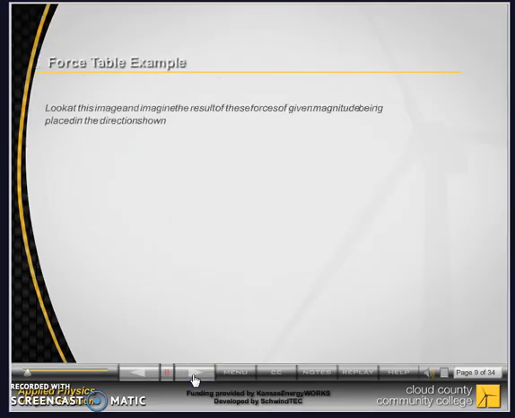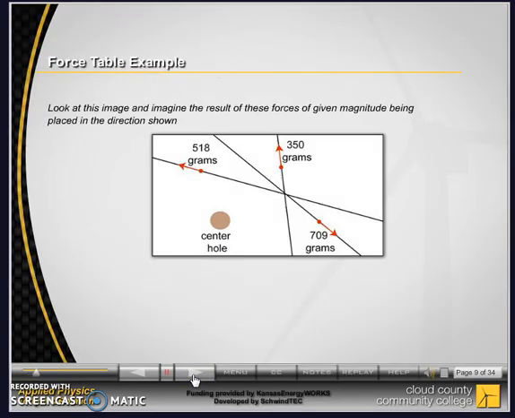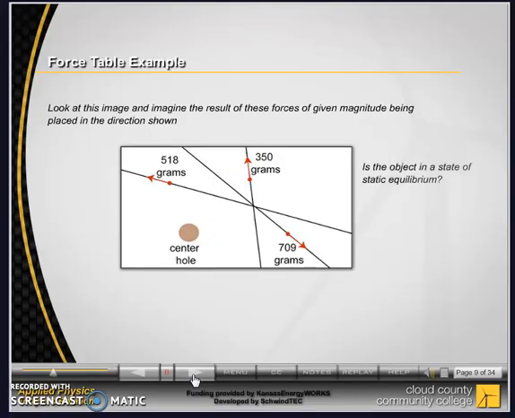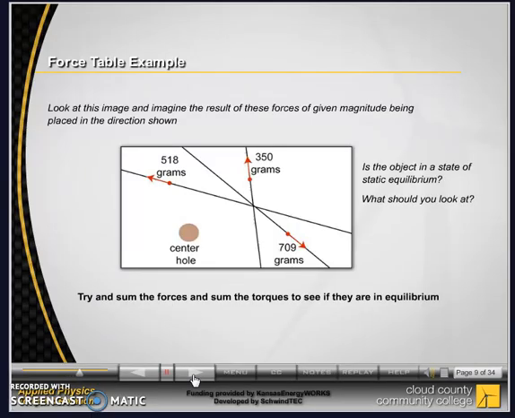Look at this image and imagine the result of these forces of given magnitude being placed in the direction shown. Is the object in a state of static equilibrium? What should you look at? You should try and sum the forces and sum the torques to see if they are in equilibrium. If so, the table is in a state of static equilibrium.